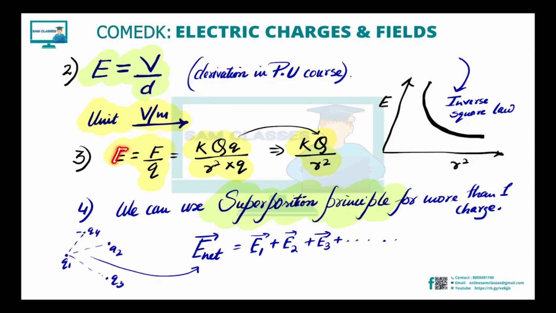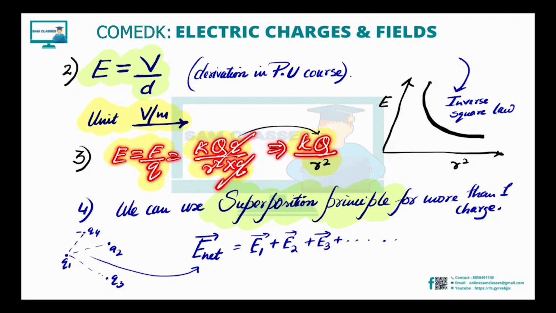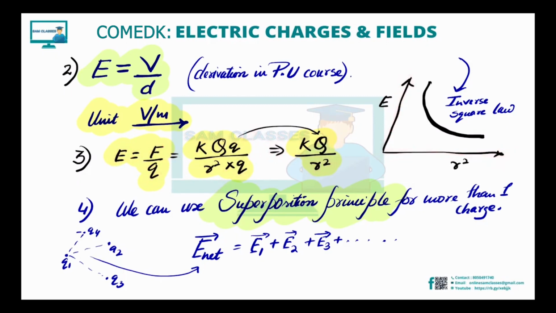Now we know electric field is equal to force by charge. We put the value of force, kQq by r square, divided by q. So this q and this q will cancel, and we get kQ by r square. Here Q is the source charge which is producing the field. So again we have the inverse square law: the farther away we go from a point which is producing the electric field, the less the electric field will be. Clear? So it is inversely proportional to the square of the distance between the point and the charge.